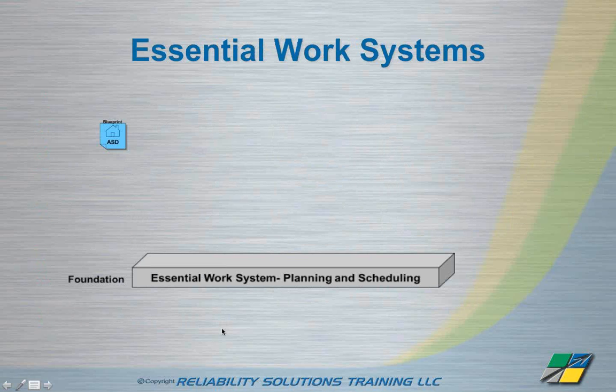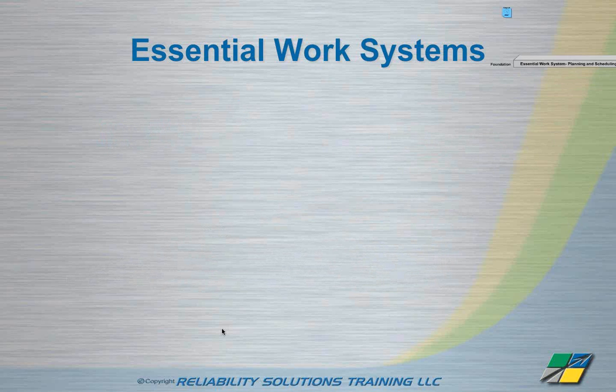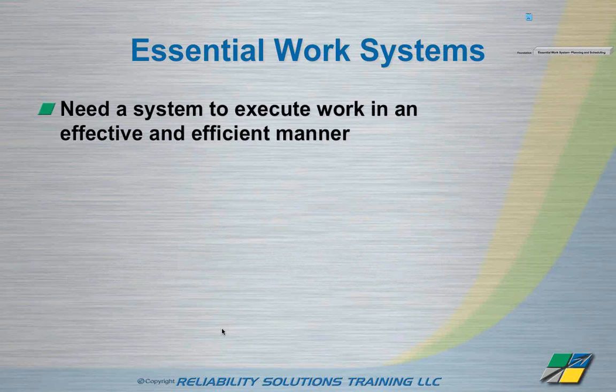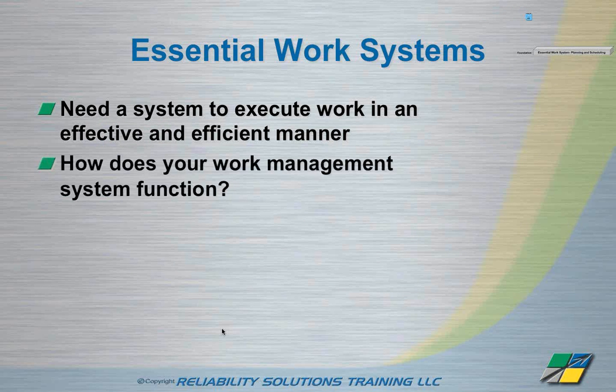Of course, in essential work systems, which is the foundation element, this is all about planning and scheduling work effectively. And again, we've got to have a system in place to execute our work in an effective and efficient way. And notice the use of the words there. We have to be effective before we can be efficient. So how does your work management system function? When I go into a lot of different facilities all over the world, there's always a certain amount of dysfunction in the work management system. Some are better than others.